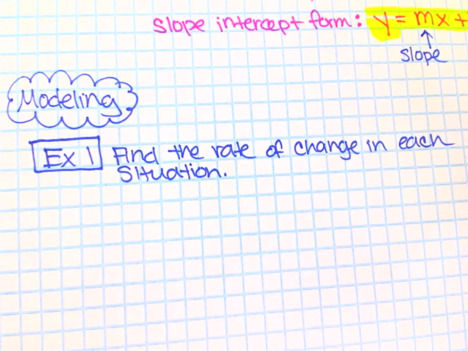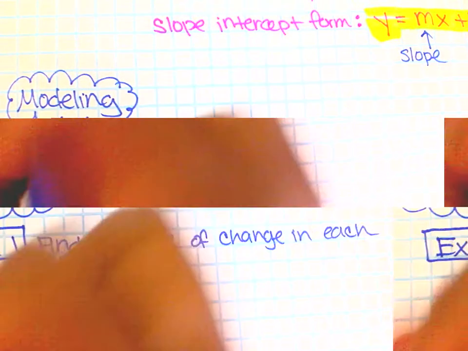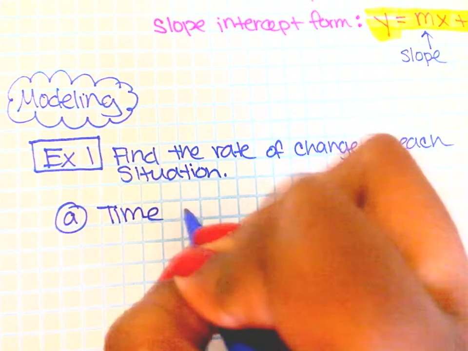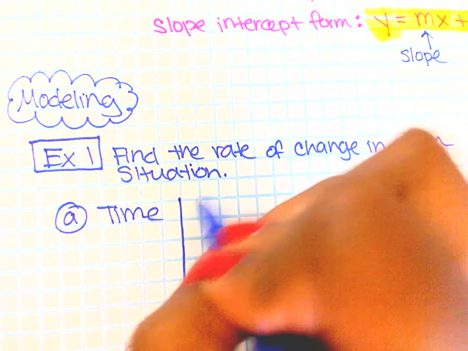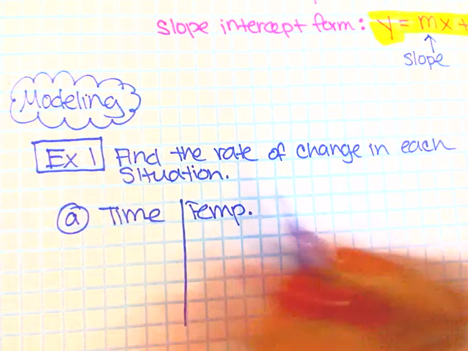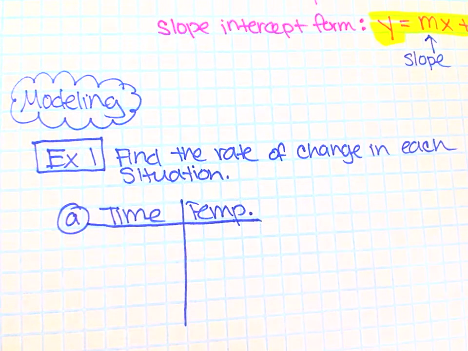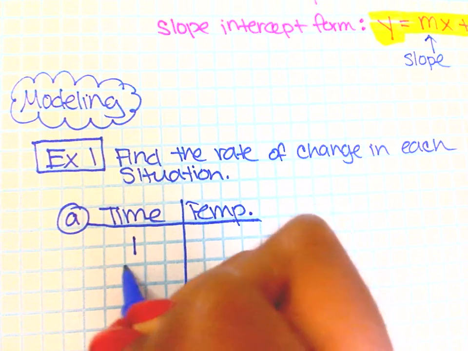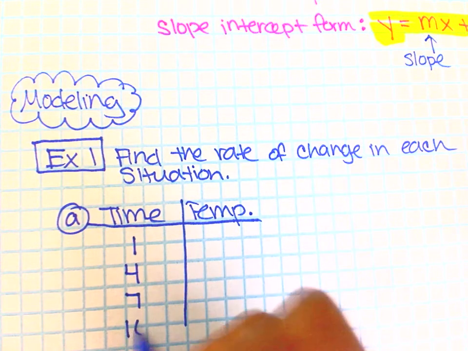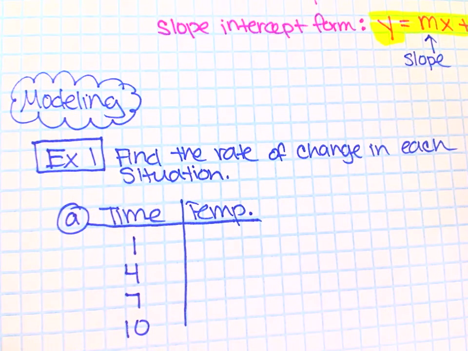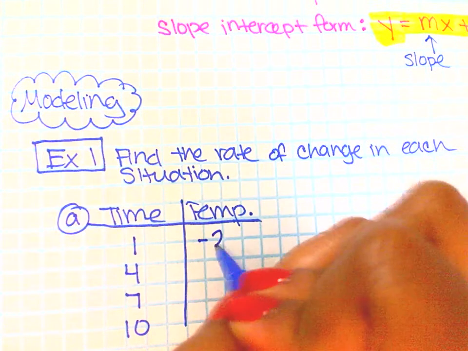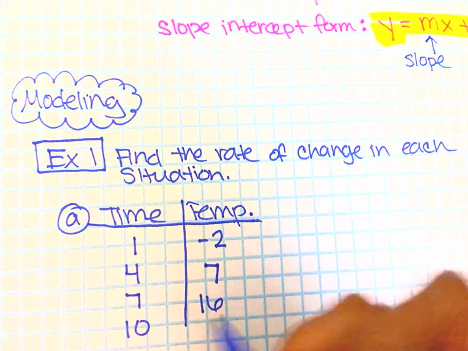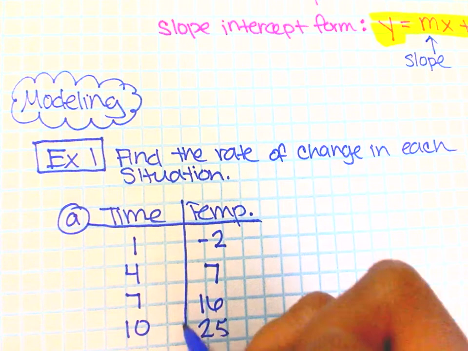So the first situation, they're going to give us a table. So we're going to call this situation A. The table has time and temperature. I'm going to say temp, shorten it up. Time and temperature. Under time, it gives us the numbers 1, 4, 7, and 10. And under temperature, it gives us -5, -2, 7, 16, and 25.